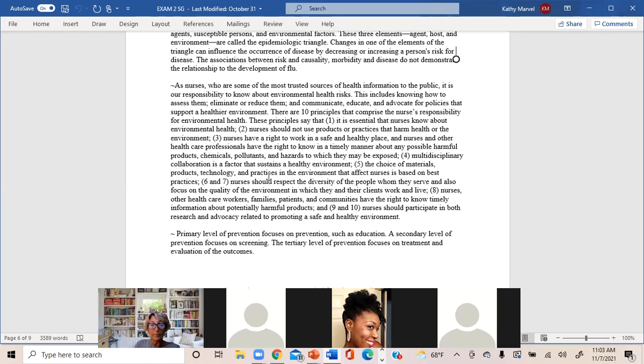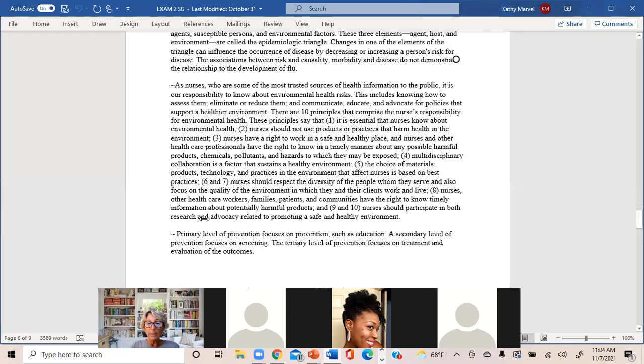Okay. So this comes from our case study. And that's why I think it's important to review case studies as well as PowerPoints, because case studies and rationales provide wonderful additional information, right? So we know as nurses that we're one of the most trusted sources of health information to the public. And so it's our responsibility to know about environmental health risks. This is chapter 6. How do we know how to assess them? How do we know how to eliminate or reduce them? Communicate, educate, advocate for policies to support a healthier environment.